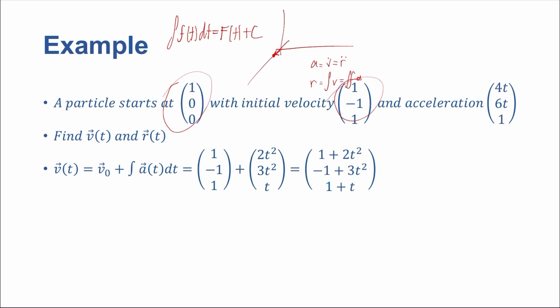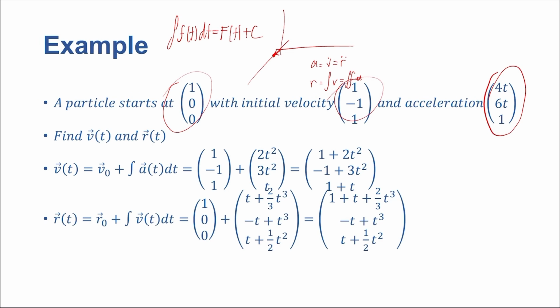So we've got the velocity is equal to v naught, our initial velocity, which is our constant of integration, plus the integral of acceleration with respect to time. Now, if I want to take the integral of acceleration, I take the integral of each component. That's pretty easy. So I get my initial velocity, 1, negative 1, 1, plus the integral of acceleration, which is 2t squared, 3t squared, and t. So I can just apply addition principles, and I get 1 plus t squared, negative 1 plus 3t squared, 1 plus t.